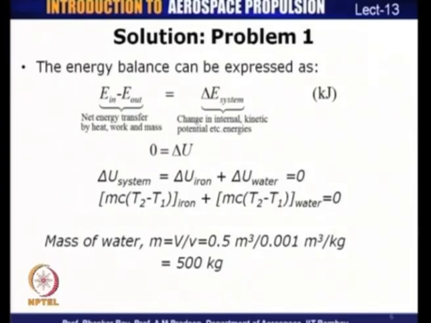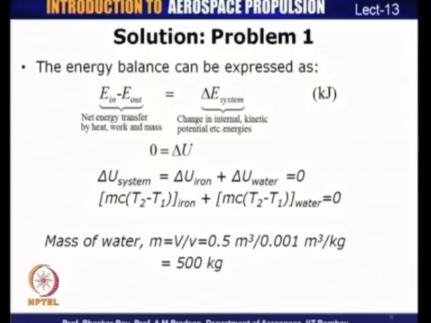And for an incompressible substance like liquids and solids, delta U is equal to the product of mass, specific heat and change in temperature. So, m c (T2 minus T1) for iron plus m c (T2 minus T1) for water is equal to 0.